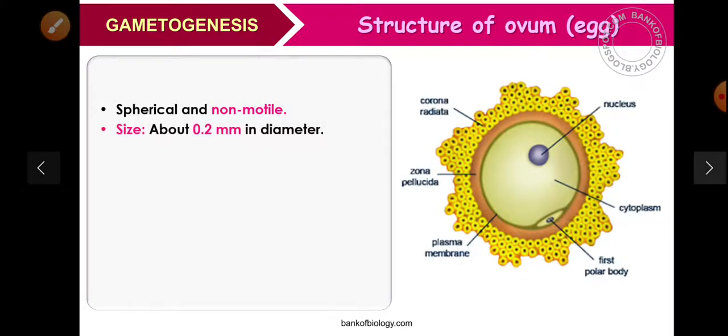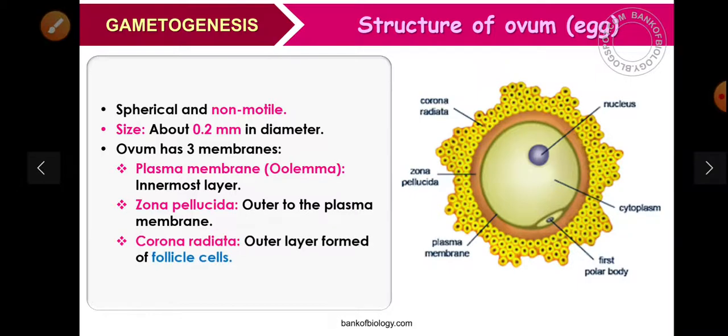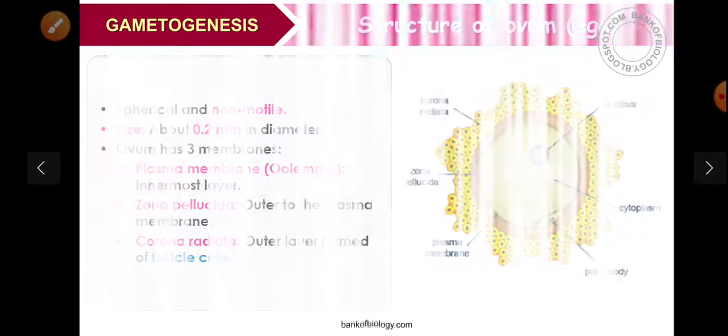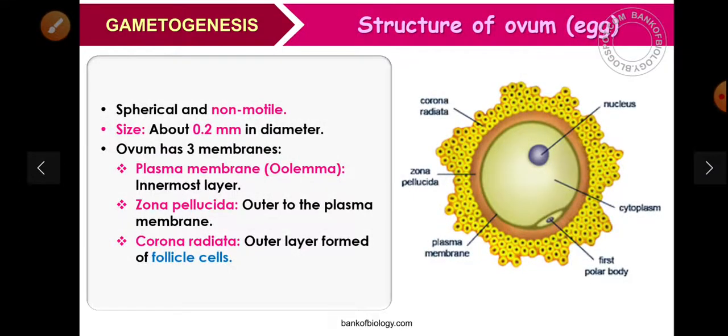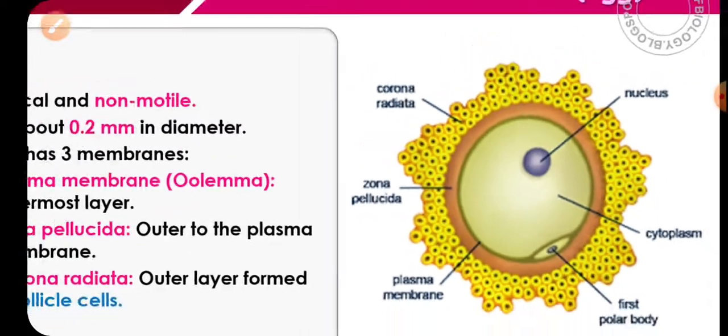Structure of ovum: spherical and non-motile, size is about 0.2 millimeter in diameter. The ovum has three membranes: the plasma membrane, that is the innermost layer; the zona pellucida, that is outer to the plasma membrane; and the corona radiata, the outer layer formed by follicle cells, that we can see with the help of the diagram.